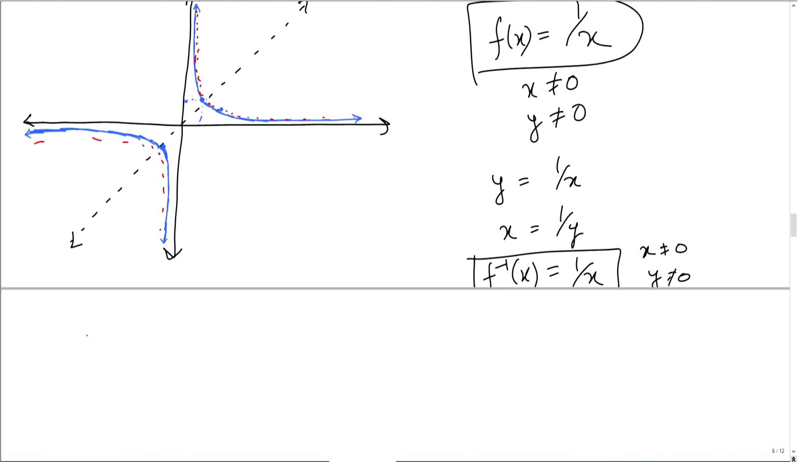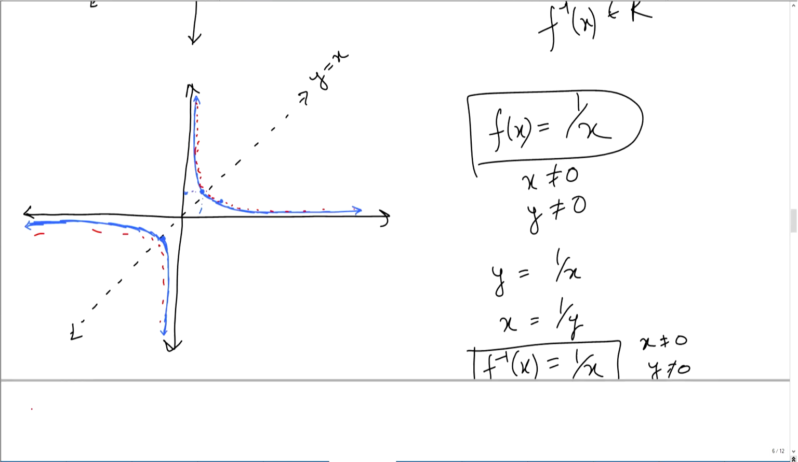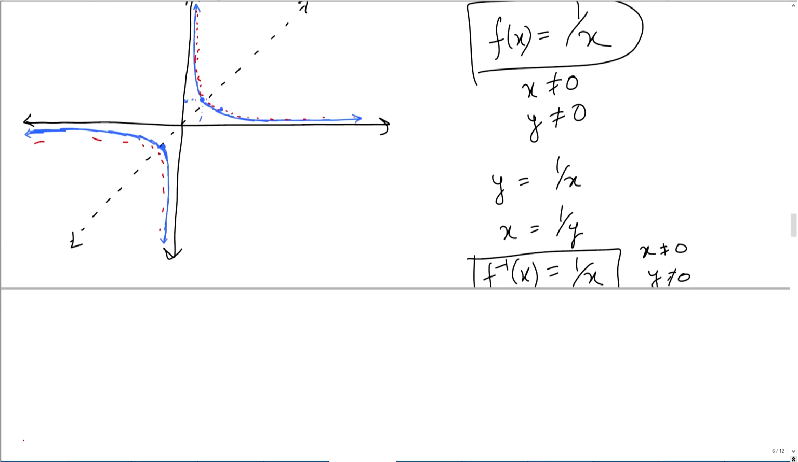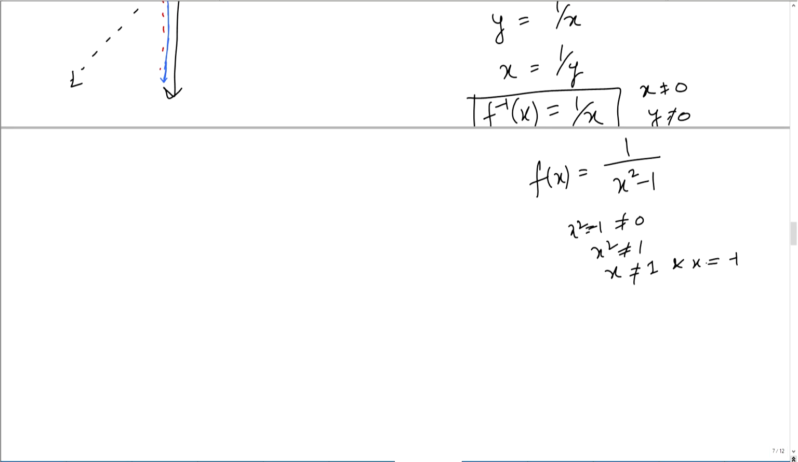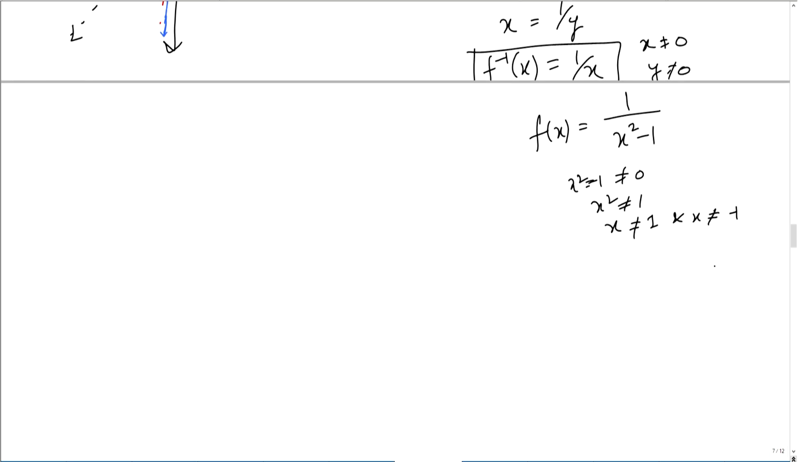How about, well, we already tried a slightly complicated function. So, how about we try something like f of x equals 1 divided by, let us say, x square minus 1. Okay. So, this is the original function. Now, can you figure out the domain and codomain? Now, x square minus 1 cannot be equal to 0, so x square cannot be equal to 1. That means x cannot be equal to 1 and x cannot be equal to minus 1.